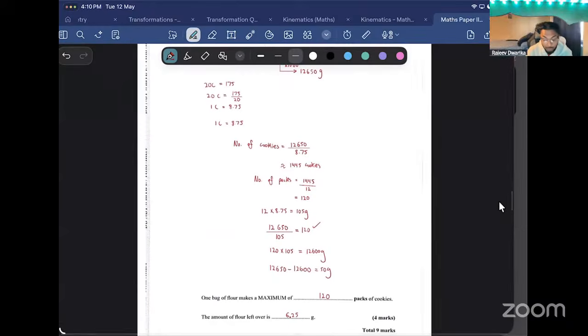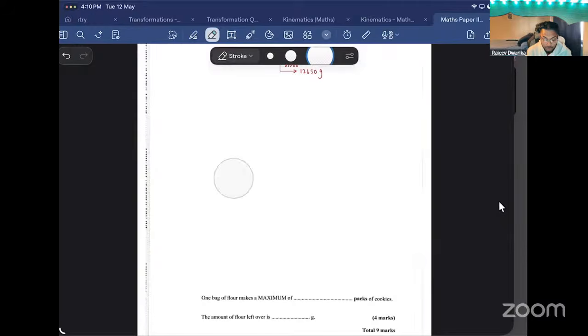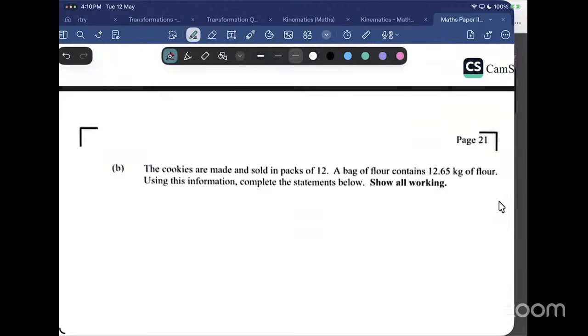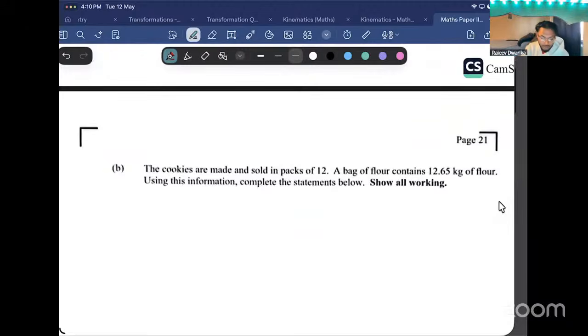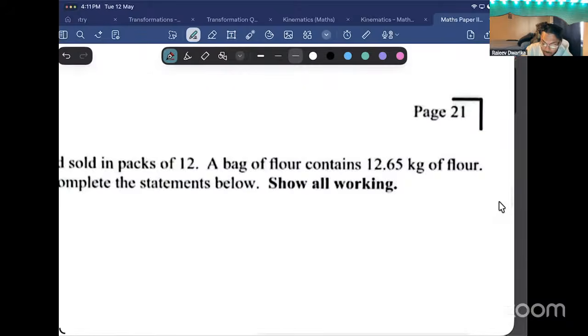So to avoid any confusion, I'm going to explain the whole question again for anybody who might be watching the video at a later point in time. But it's a good thing that students could see the mistakes somebody could make, so they run it back very fast. Cookies are made and sold in packs of 12. A bag contains 12.65 kilograms of flour. Immediately convert this to what?